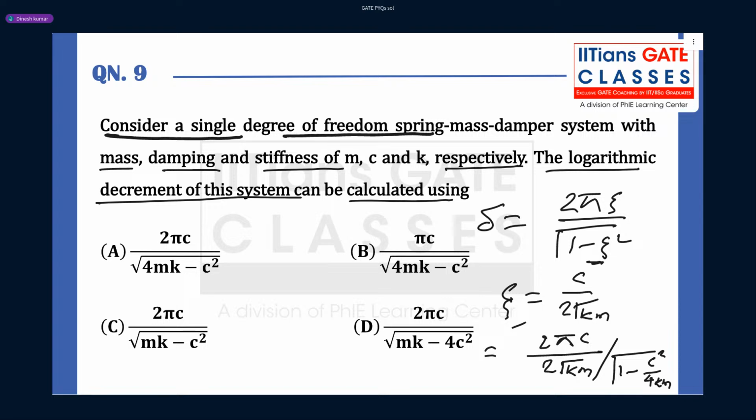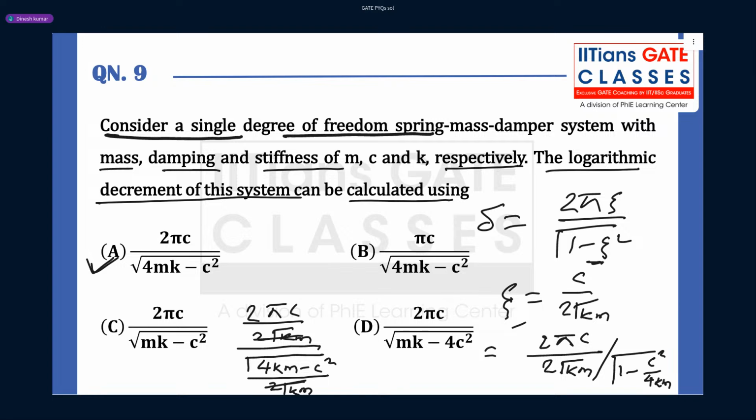Now, guys, further you simplify, what do we get from here? We will get 2 pi c upon 2 under root km upon under root 4 km minus c square upon 2 under root km. So this got cancelled. So what finally we get? We get option A. So option A is correct. Now let's move to the next question.